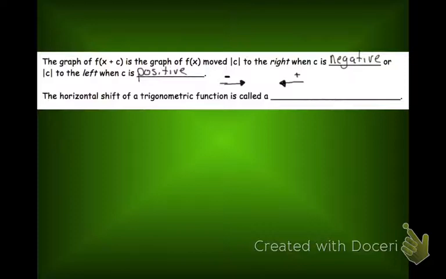The horizontal shift of a trigonometric function is called a phase shift, because the phase of the graph that is going down, for example, is being shifted to the right, and then the phase where it's going up is being shifted to the right. So each phase is shifting into the next section. That's where the terms come from.